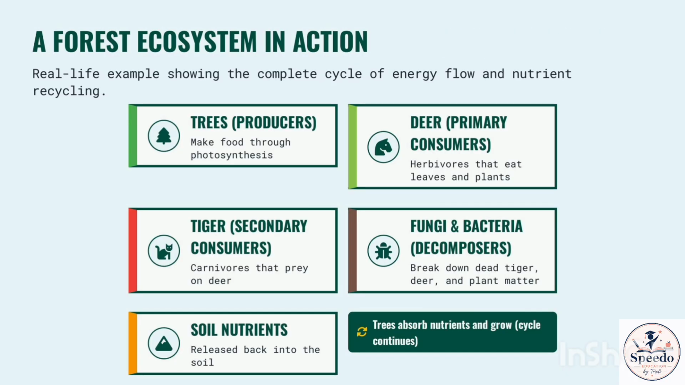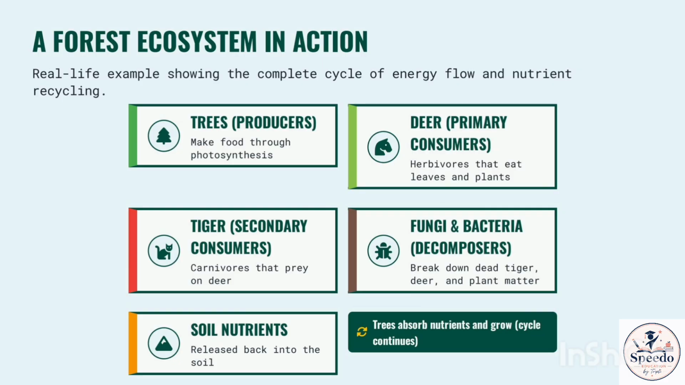Now that we have learned about producers, consumers, and decomposers individually, let's understand how they work together to maintain the balance of an ecosystem. An ecosystem functions like a well organized team where every member has a specific role. If even one group is removed, the balance of nature can be disturbed. Let's understand this step by step.